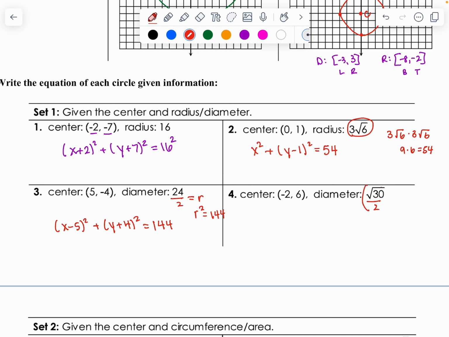For this one, again, if we're going to take half of this, technically that is half of it. And then when you go to square it, you're going to get 30 over 4, which would be 15 halves, or 7.5. So x plus 2 squared plus y minus 6 squared. And you may write 15 halves, or you can write 7.5.